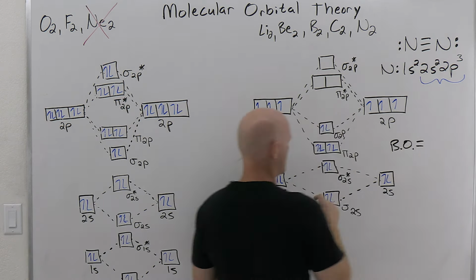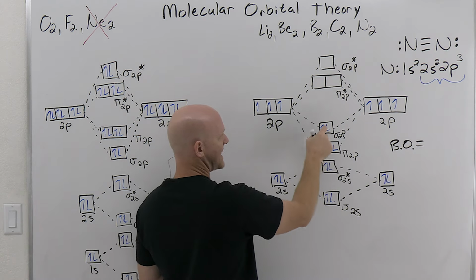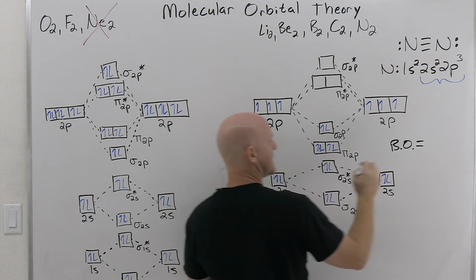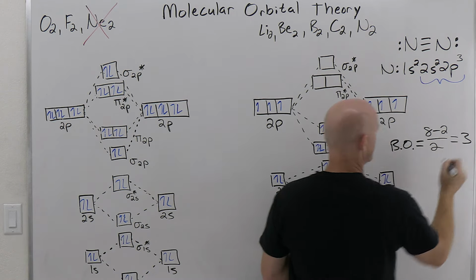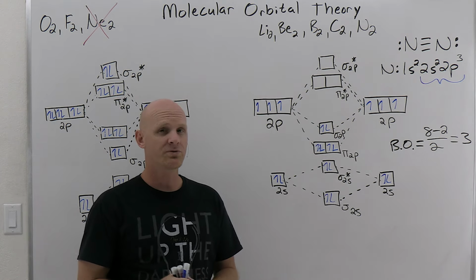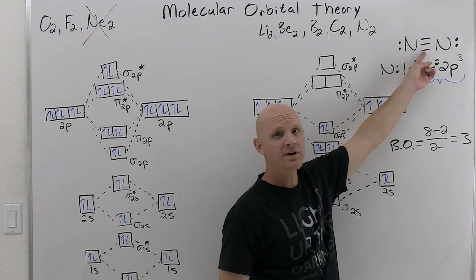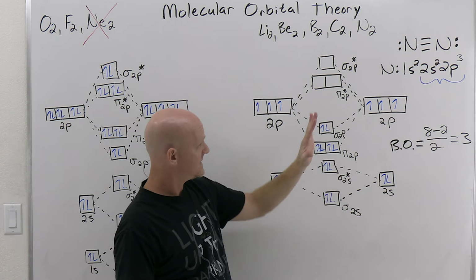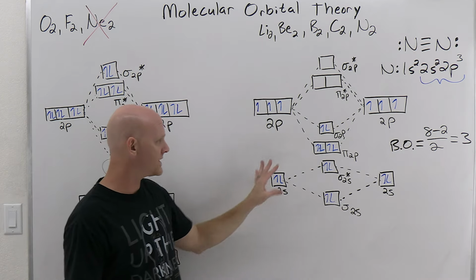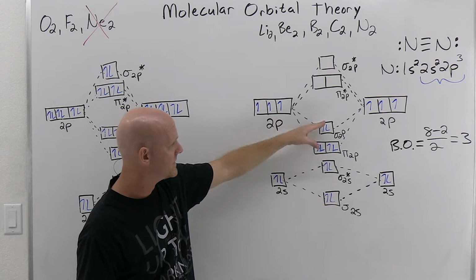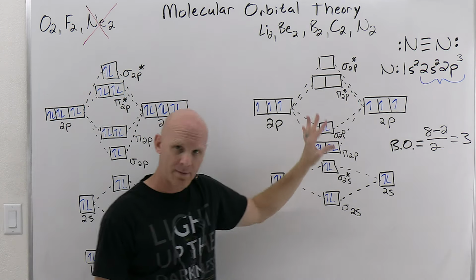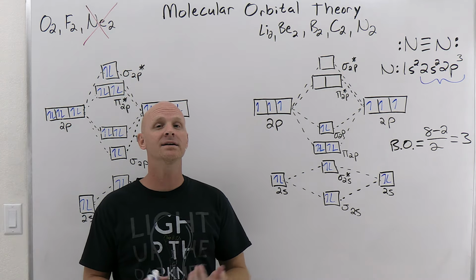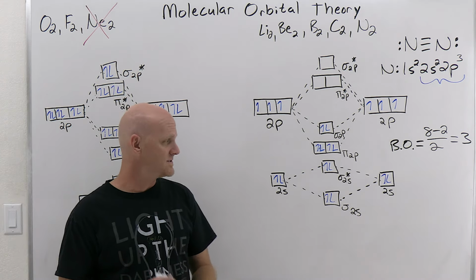And we've got 2, 4, 6, 8 bonding electrons and only 2 antibonding. So 8 minus 2 all over 2 equals 3. And a bond order of 3 does indeed correspond to what Lewis would have us draw as a triple bond. And so it's consistent with that. And notice all of our electrons are also paired in the molecular orbital part of the diagram. And so we'd expect N2, MO theory would predict it to be diamagnetic, and indeed it is.